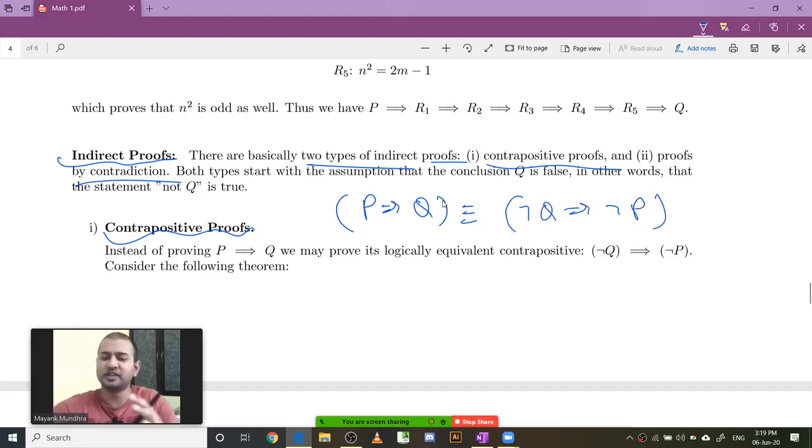Remember, if P is a doctor, she is a graduate. If she is not a graduate, she is not a doctor. So that was your contrapositive. So P implies Q is logically equivalent to the negation of Q implies negation of P. So if I ask you to prove this, you can instead prove the contrapositive and then claim that since you have proved the contrapositive, the original statement is automatically true.